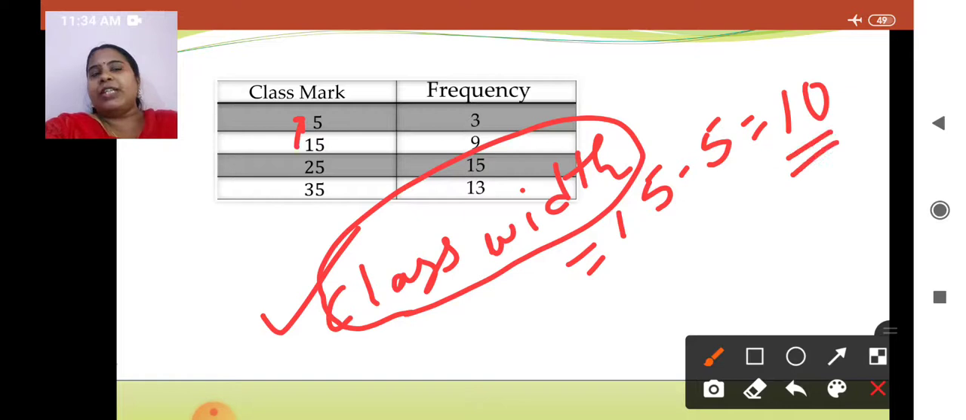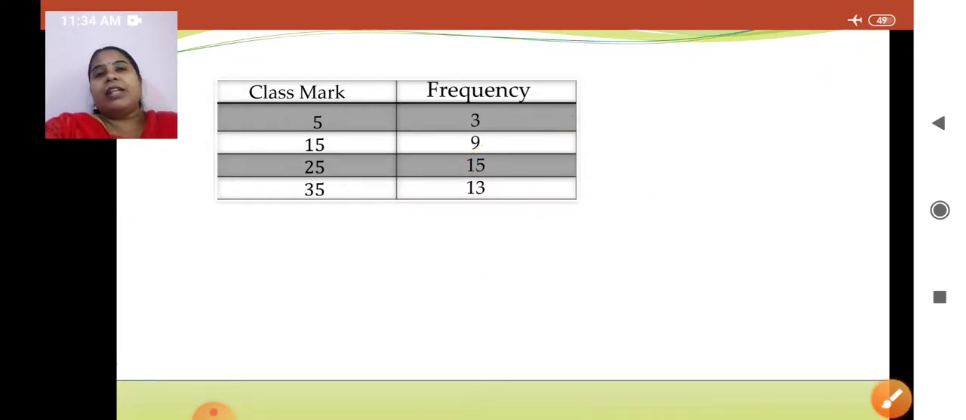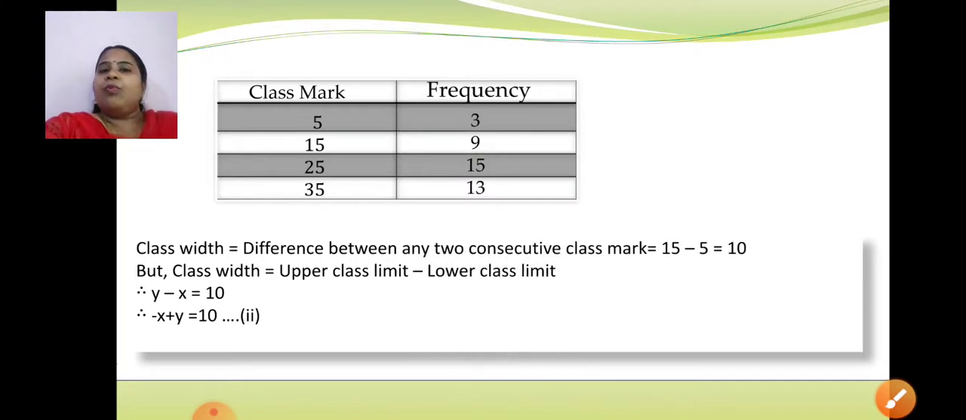I have got the class width as 10. So using the formula upper limit minus lower limit, I can equate it to 10. So like this I will be getting an equation. Let's see how it can be done. First thing is, as I have told you, this is a property to remember. Class width is nothing but difference between any two consecutive class marks.